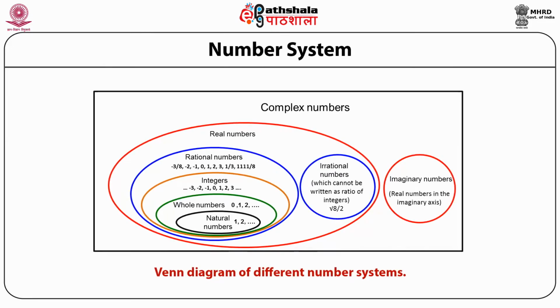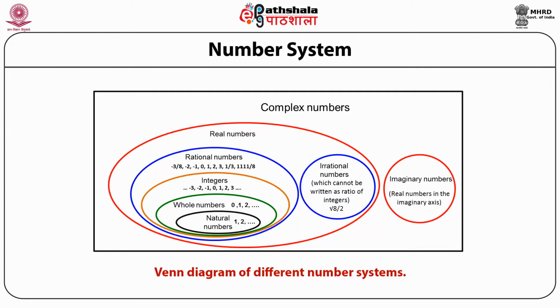Now we are going to see the number system. This is also called a Venn diagram. So you want to remember that word Venn. It's not W-H-E-N, it is V-E-N. So what are natural numbers? Natural numbers are 1, 2, 3, all the positive integers, but not including 0.